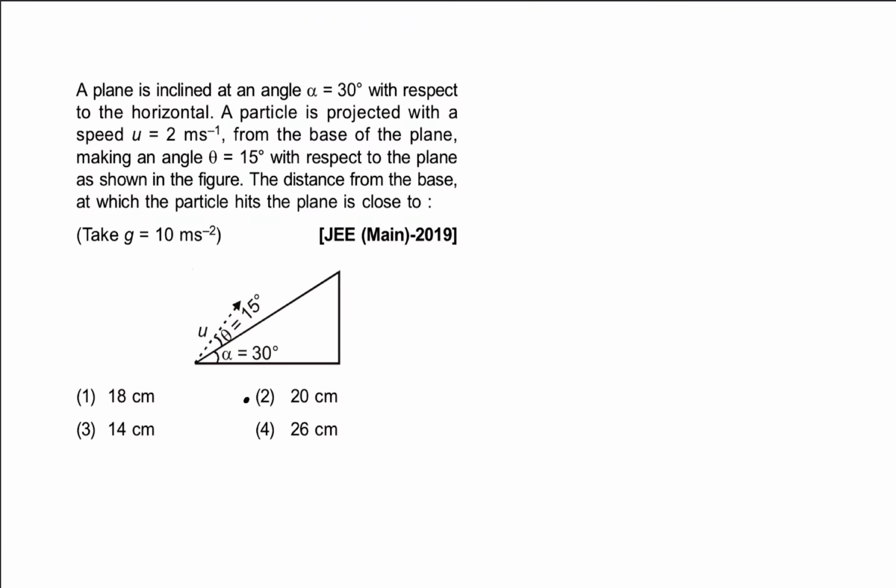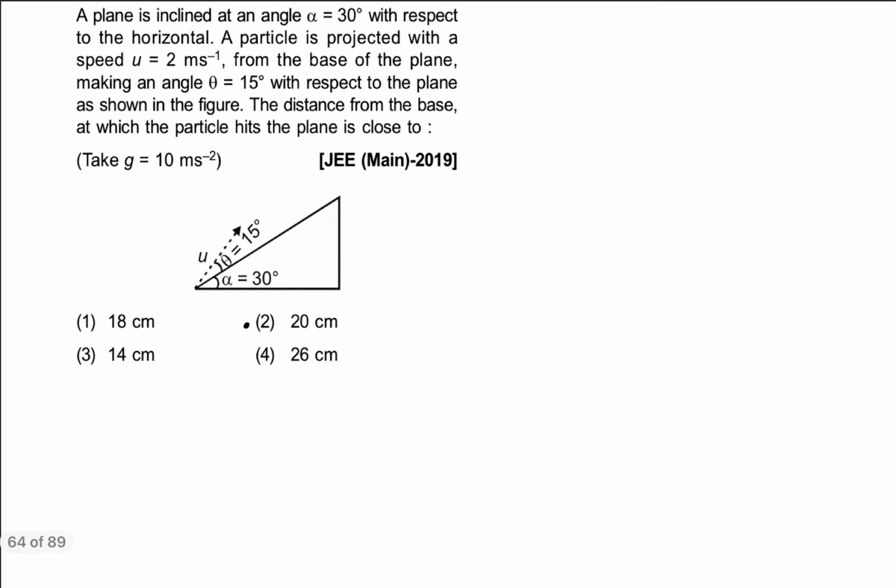Next question. A plane is inclined at an angle alpha equal to 30 degrees with respect to the horizontal. A particle is projected with a speed u equal to 2 meter per second square from the base of the plane, making angle theta equal to 15 degrees with respect to the plane, as shown in the figure. Find the distance from the base at which the particle hits the plane, which means they are asking just the range value.